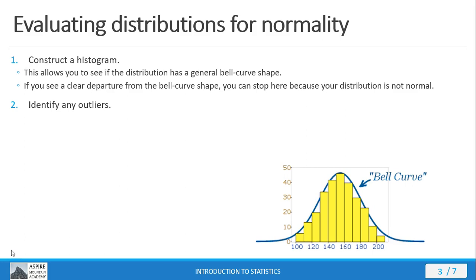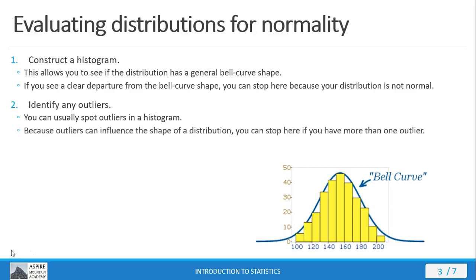Once we have that histogram made, it's easy to see if there are any outliers in the data set. Because outliers can influence the shape of the distribution, if you've got more than one outlier in your data set, don't even bother going further. Just stop here, because that QQ plot's not going to show you a normal distribution. Of course, if you pass the first two hurdles with the histogram and the outliers, then you can go ahead and construct your normal quantile plot.